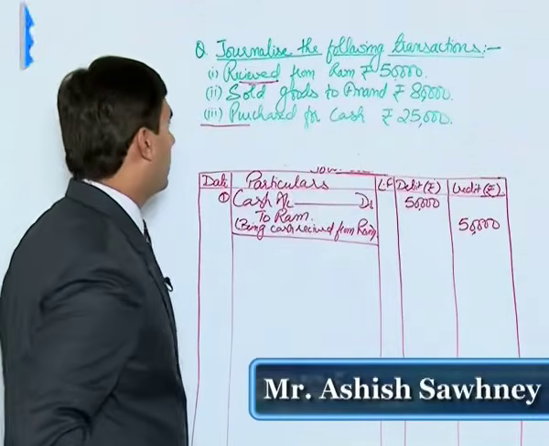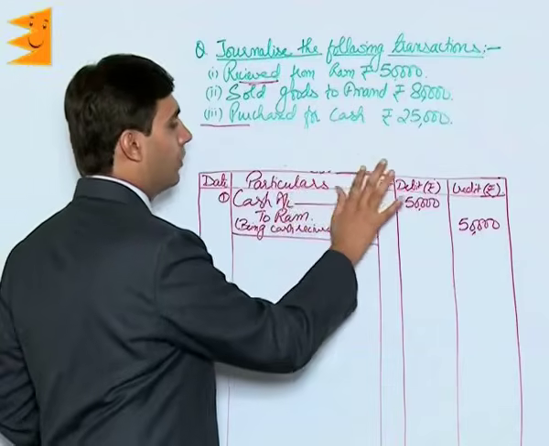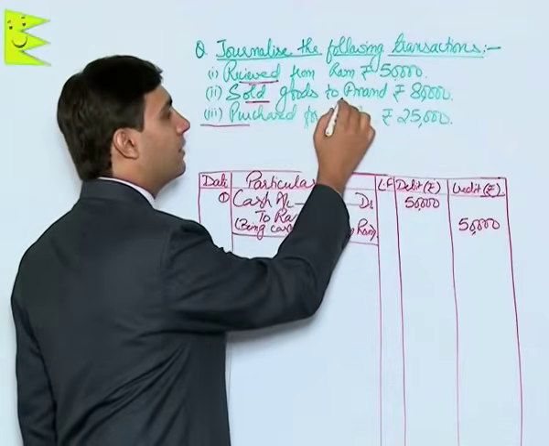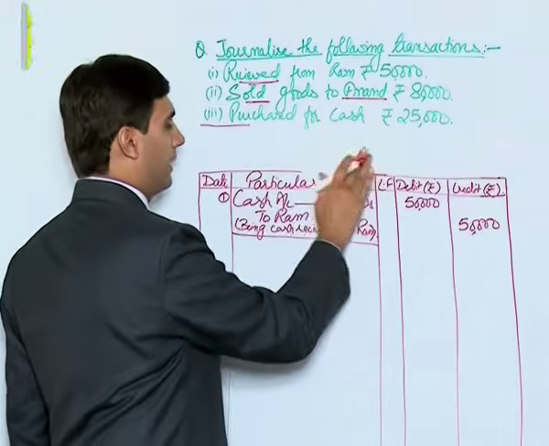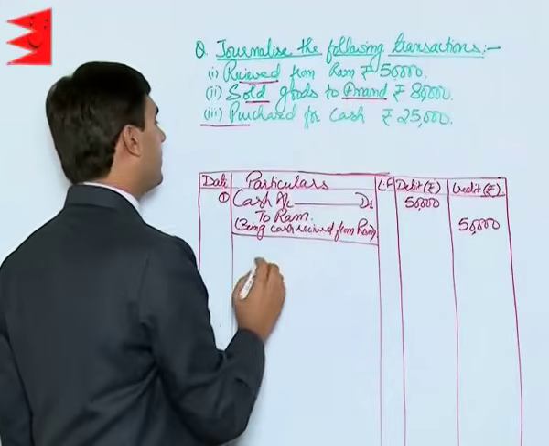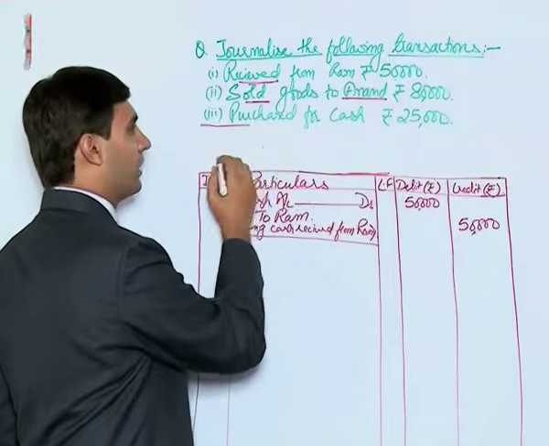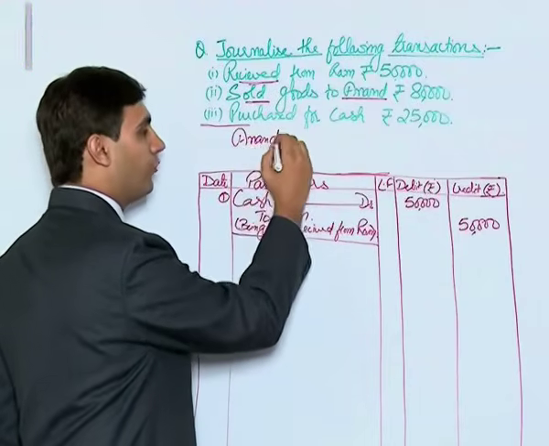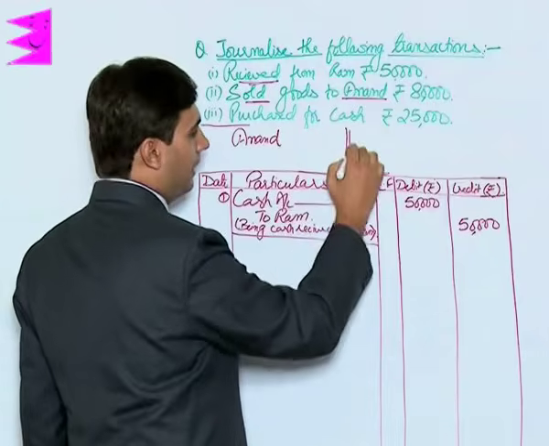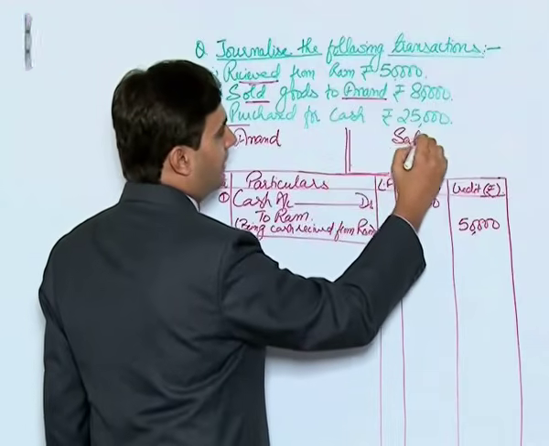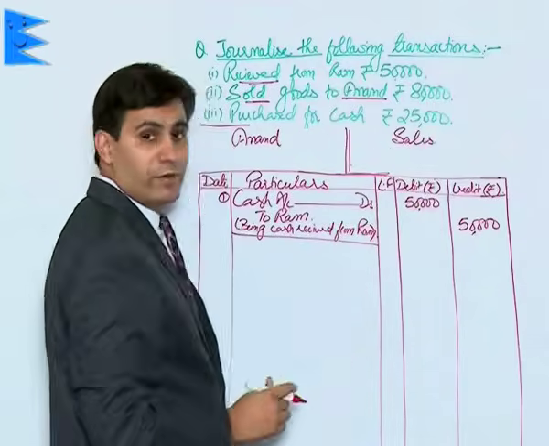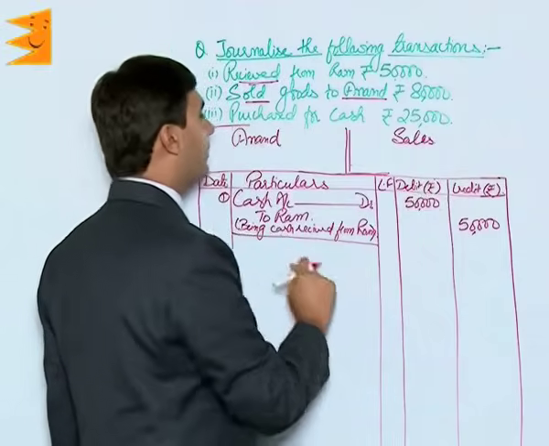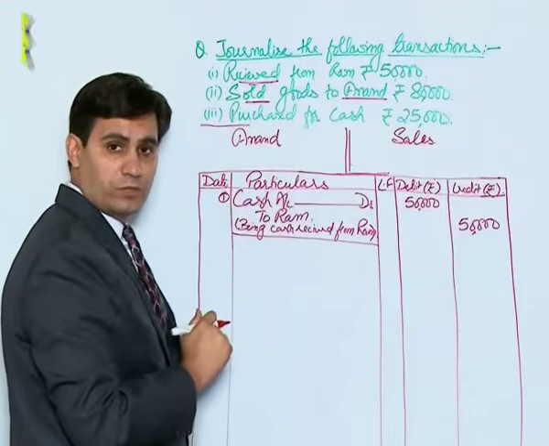The second transaction is sold goods to Anand. Here we are selling goods and the goods are being sold to Anand. So for classification part, there are two accounts here. One is Anand, to whom we are selling, and the other account is sales account. Students, whenever goods are sold, sales account is used, and whenever goods are purchased, purchases account is used.